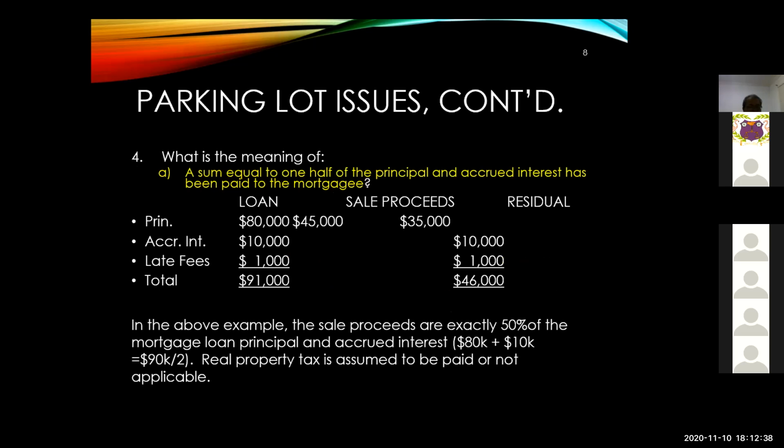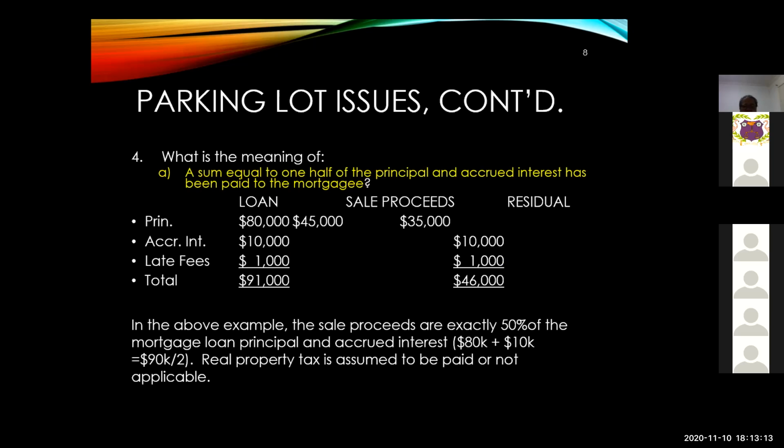Let's assume that there's a mortgage loan where these amounts are a little out of whack. They don't line up. But the principal loan balance outstanding as of the date of sale is $80,000. The accrued interest is $10,000, late fees of $1,000. So that gives you a total payoff as of the date of sale of $91,000.